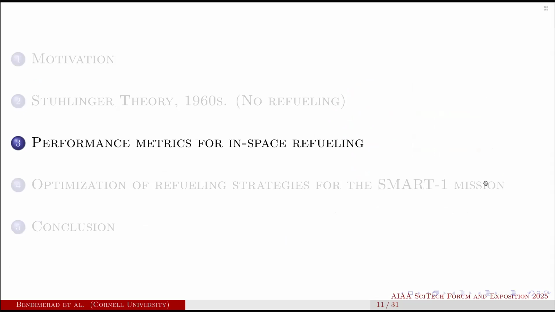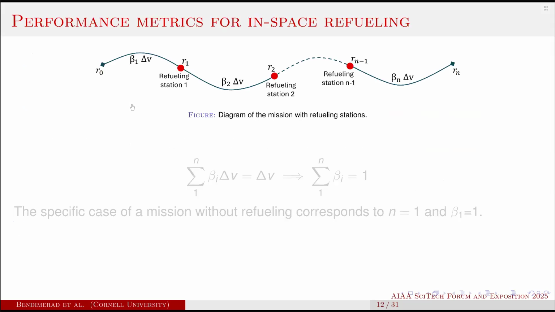Now, I'm going to introduce some performance metrics that we defined for a mission with refueling. For this, we started with the Stallinger theory and tried to generalize the theory to include refueling. So let's consider a mission that goes from an initial orbit, R0, to a final orbit, Rn.